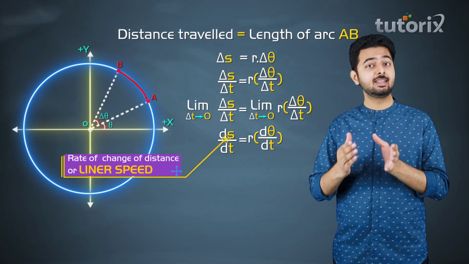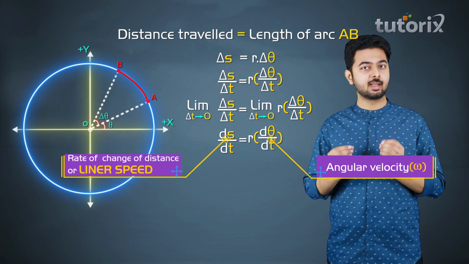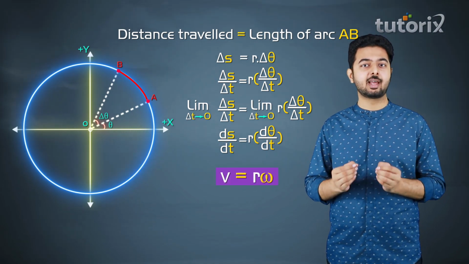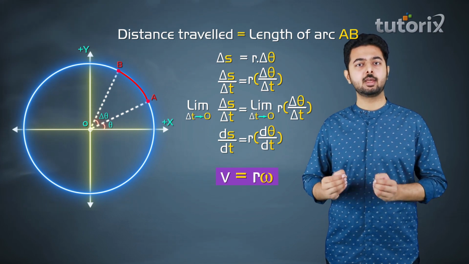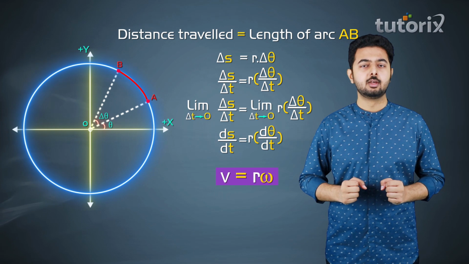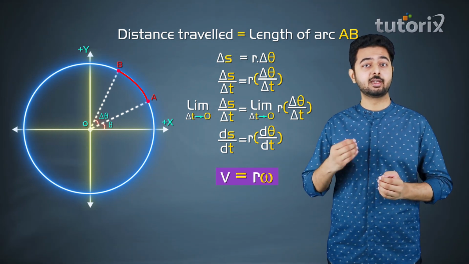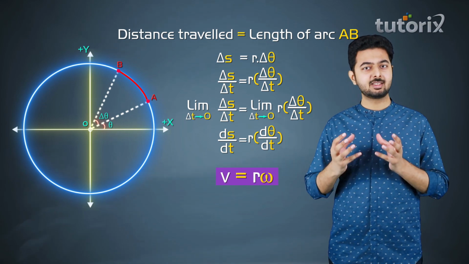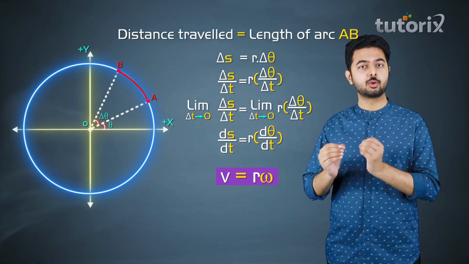And what is d theta upon dt? Well, that is nothing but angular velocity. So we will get v equals to r times omega. So this relation, v equals to r times omega, is one of the most important relations in circular motion. You must note that we have taken the limits delta t tends to 0 for deriving this relation. So we can say that at any point of time, this relation is absolutely true.